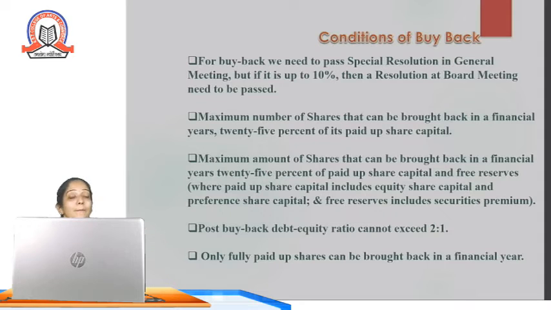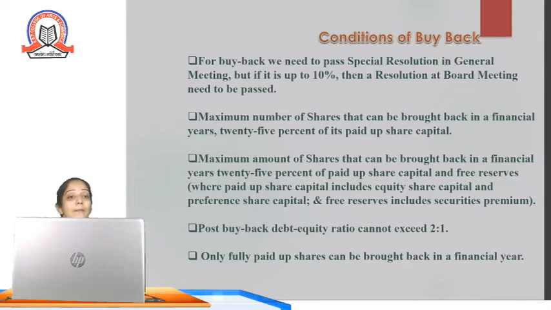Number 2, the maximum number of shares that a company can buy back is up to 25% of the capital, not more than that. That means if a company has an equity capital of 1 lakh, a maximum of 25,000 the company can buy back, not more than that.